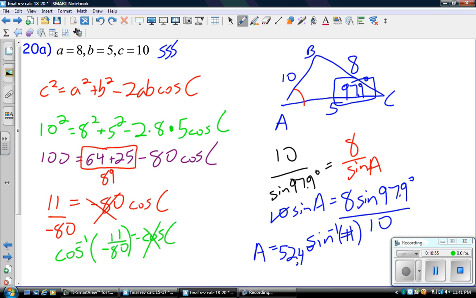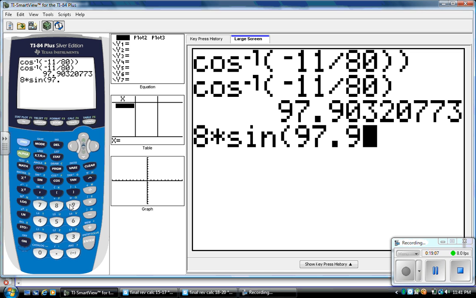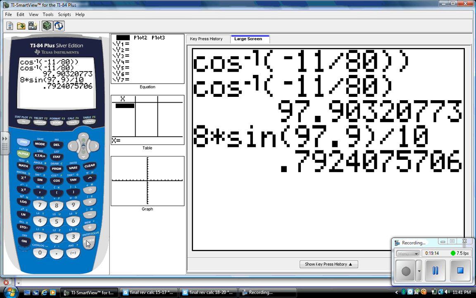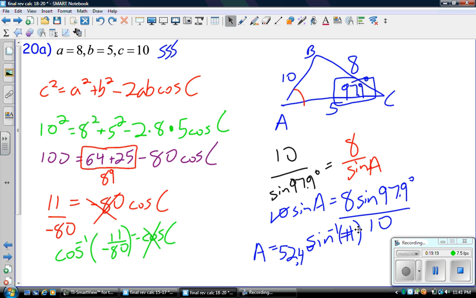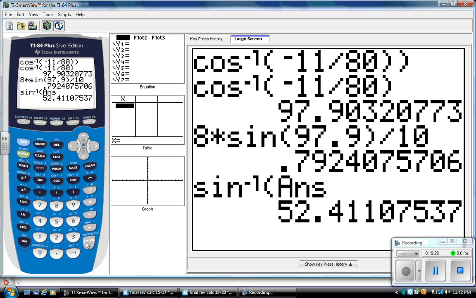Let's see how close that is if I actually do what I wrote here. So 8 times the sine of 97.9 divided by 10. And then I'm doing the inverse sine of that. Remember at the end there it was do the inverse sine of whatever that number is. So I can just do inverse sine of my previous answer. And there we go, get 52.4.